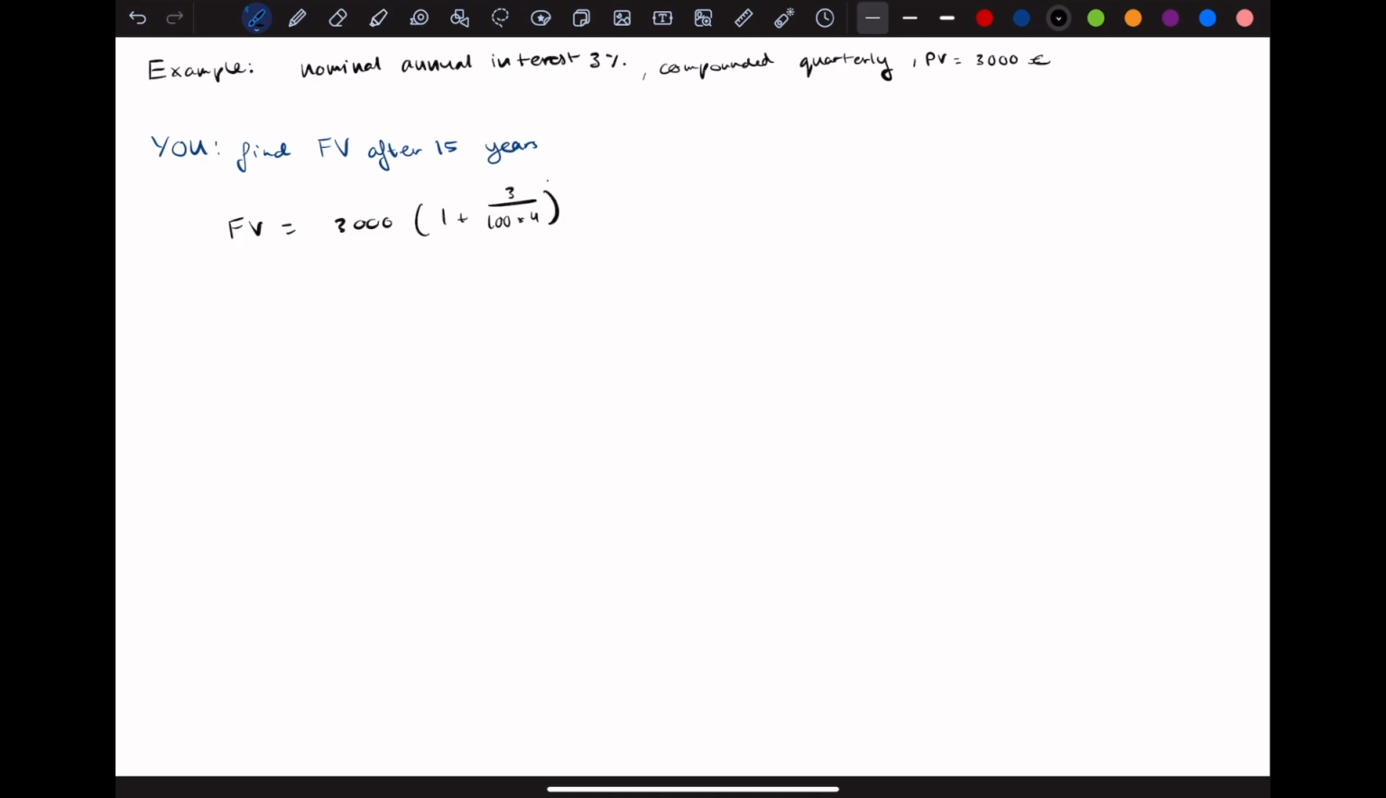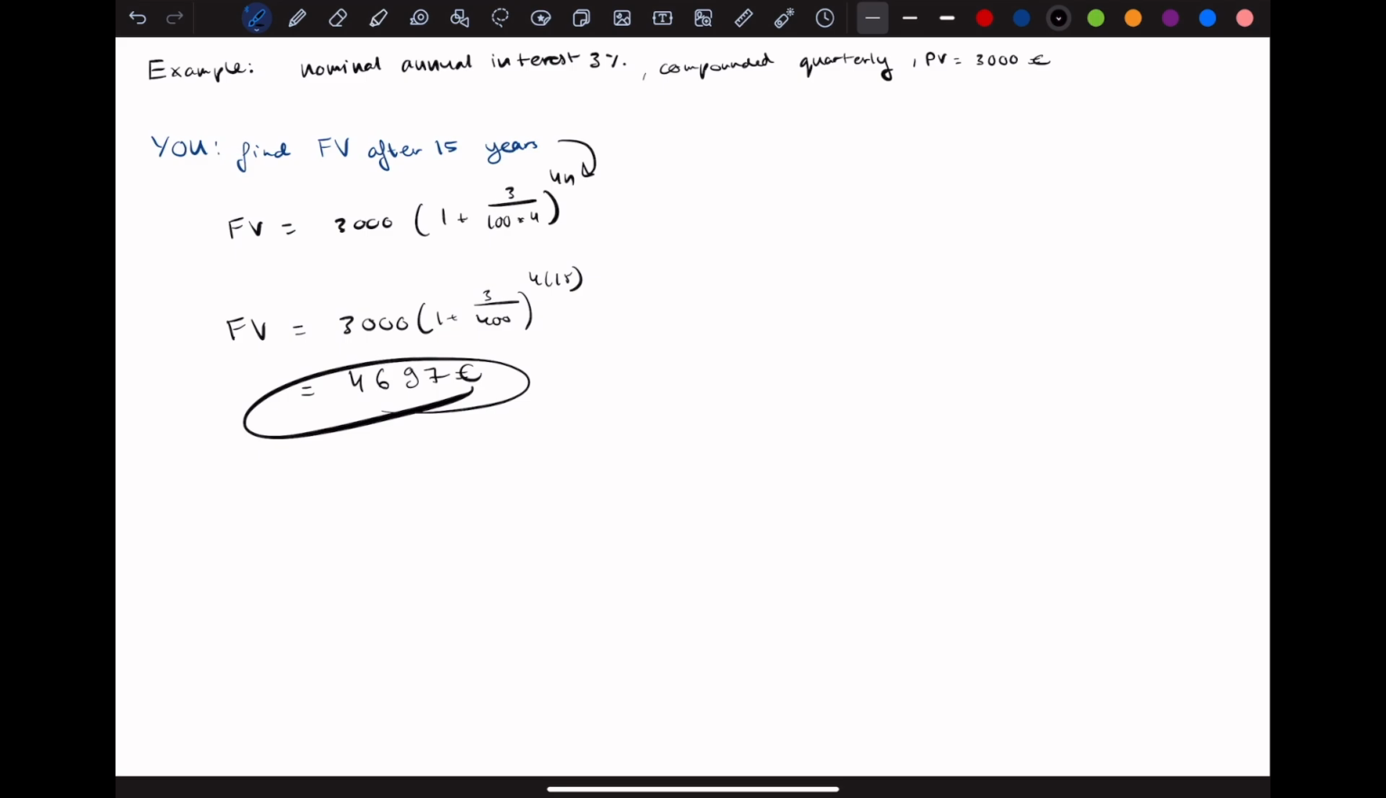And then quarterly, so we're going to have 4 times n, right? Because in a year, we're going to have 4 compound periods. Now, all we have to do is set n to be 15. So our final value after 15 years is going to be 3,000 times 1 plus 3 over 400 to the power of 4 times 15. And if you plug that into your calculator, you'll end up getting that you will have approximately 4,697 euros after 15 years.